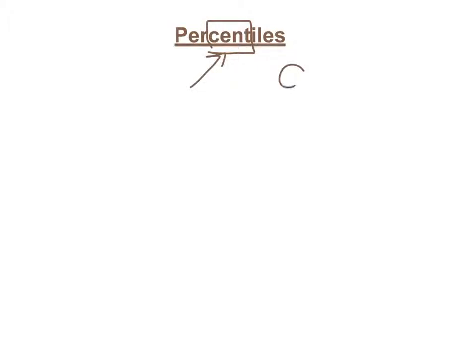Cent equals 100. A penny is 1/100th of a dollar. It's 1 cent, 1/100th of a dollar. A century is 100 years. Cent, per cent, is per 100th. So it's 1/100th of what's going on.